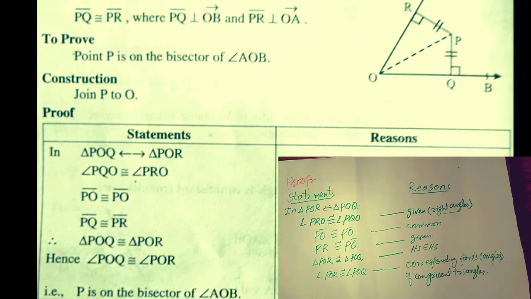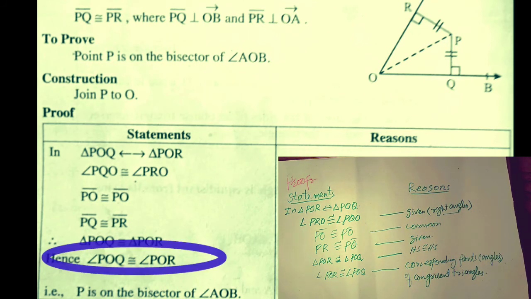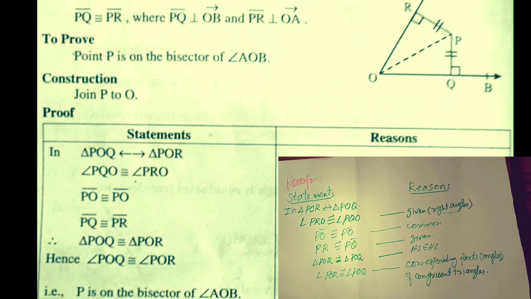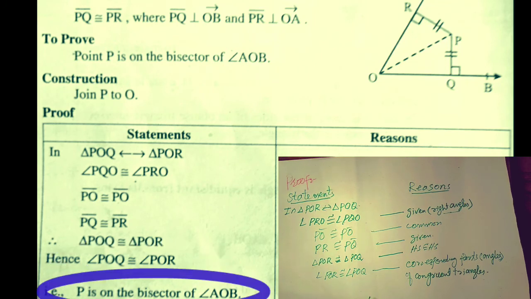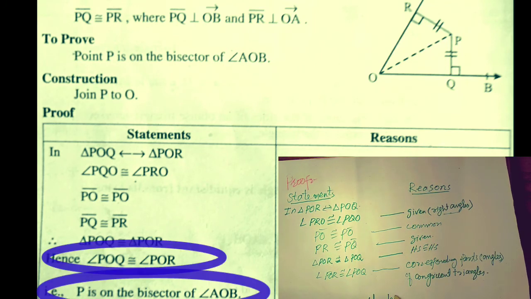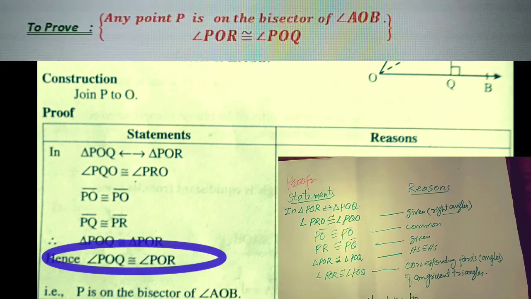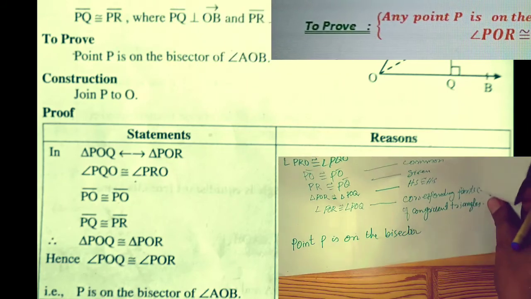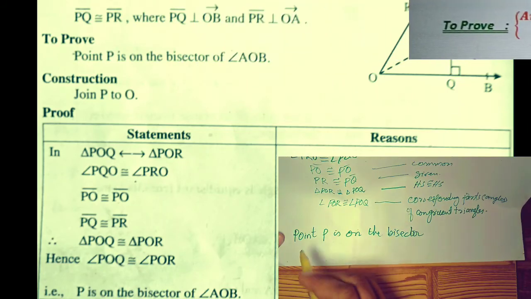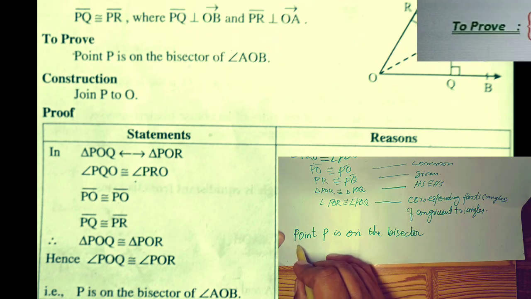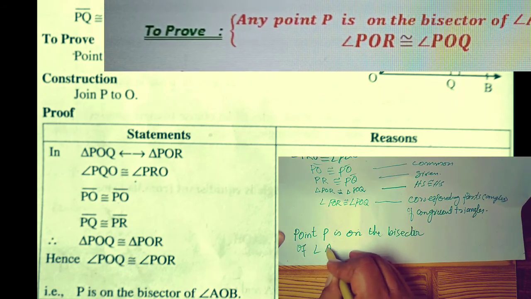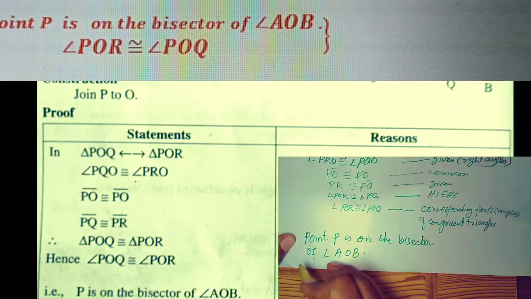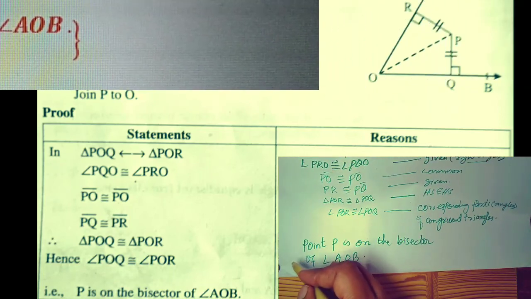So the proof: point P is on the bisector of angle AOB, which is our proof.